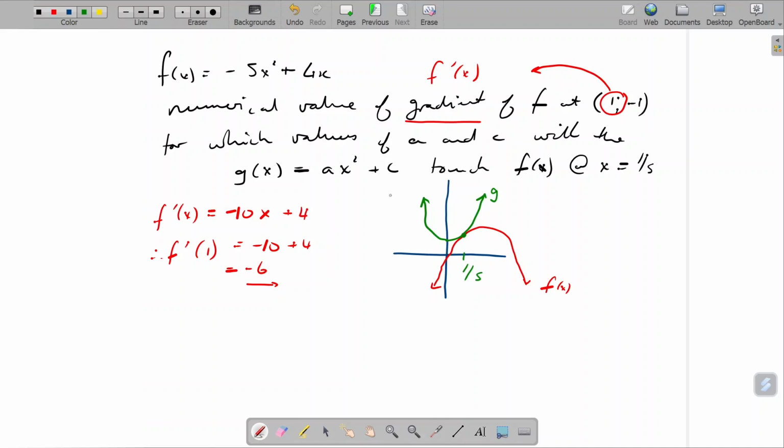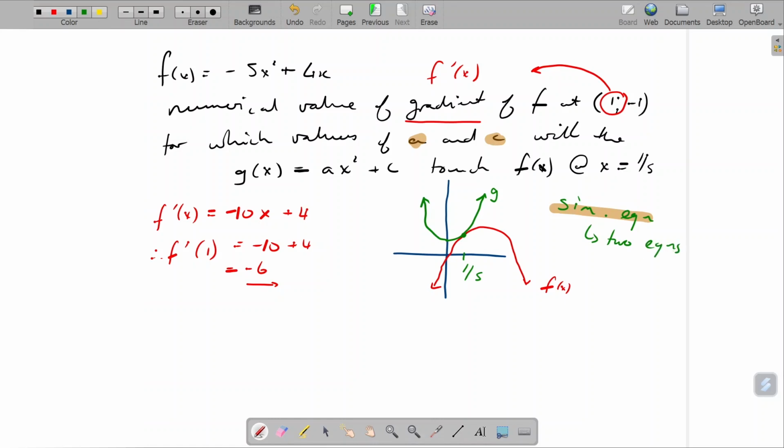So what I need to do here is realize two things. Firstly, we are being asked to solve for a and c. Because we're asked to find a and c, two values, we know that we must be dealing with a situation of simultaneous equations, which means I need two equations.